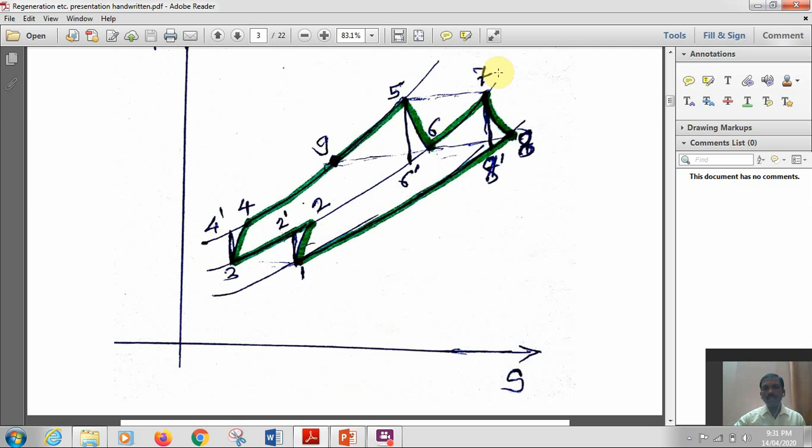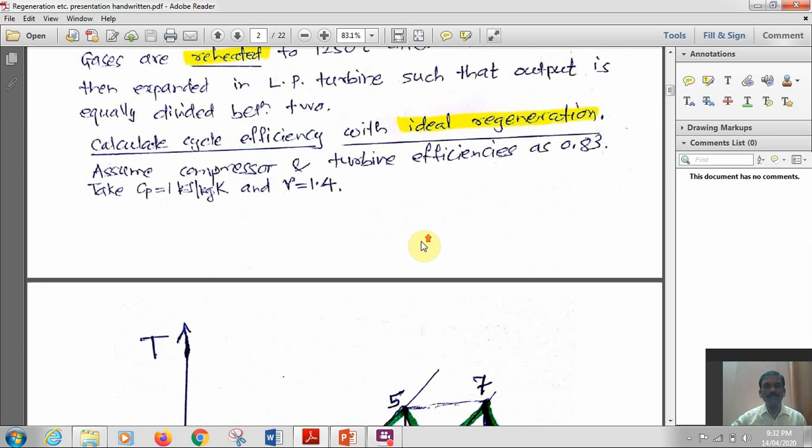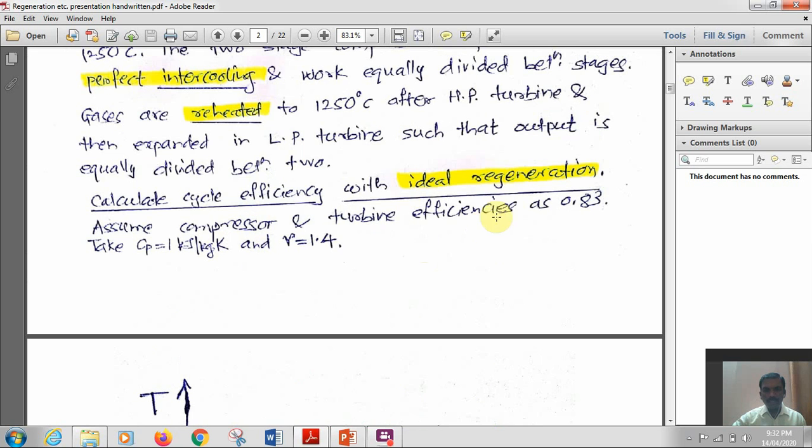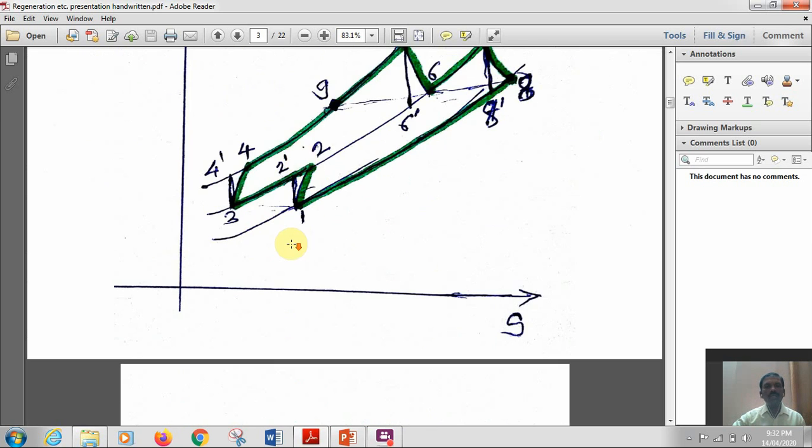So intercooling, regeneration, reheating combined. Now as I told you, this is the actual exhaust temperature of the turbine. This is equal to the outlet temperature of the regenerator. Air will be heated to this temperature for ideal regeneration. Actually, in this case they have just given the isentropic efficiencies of a compressor and turbine. They haven't specified the effectiveness of the heat exchanger. If you see the numerical, compressor and turbine efficiencies are given. Nowhere have they given the effectiveness of the heat exchanger.